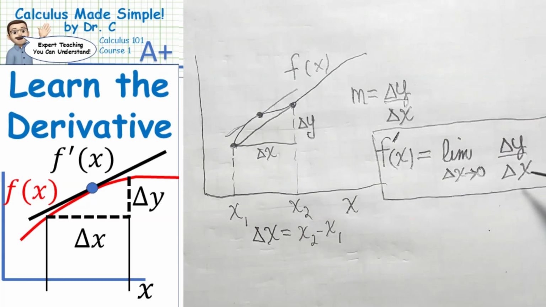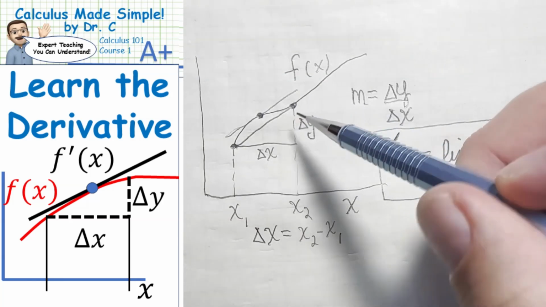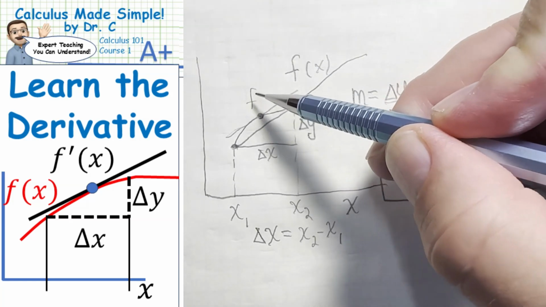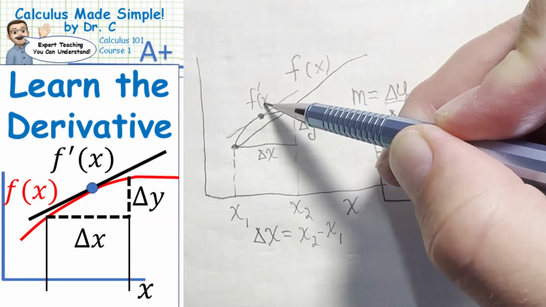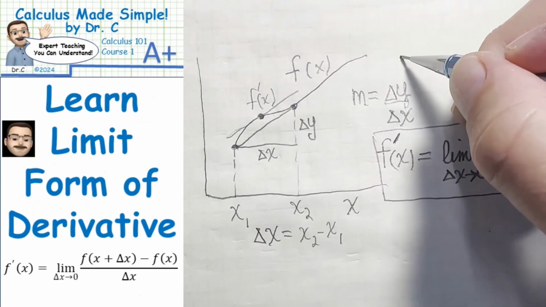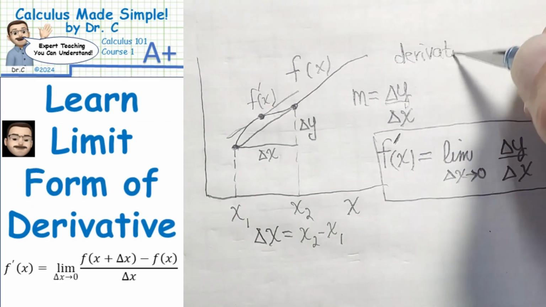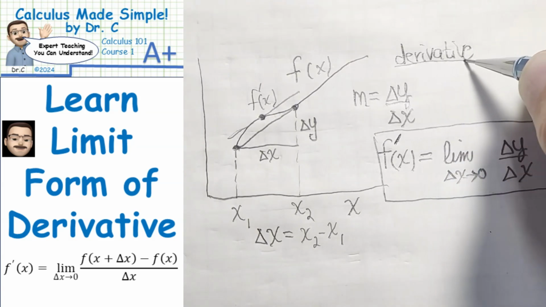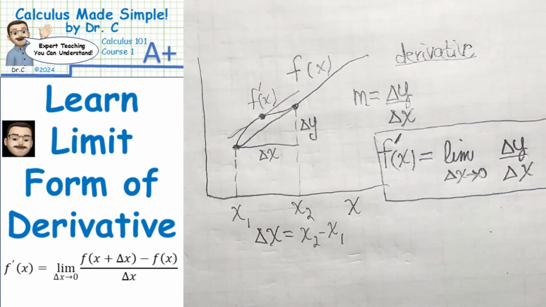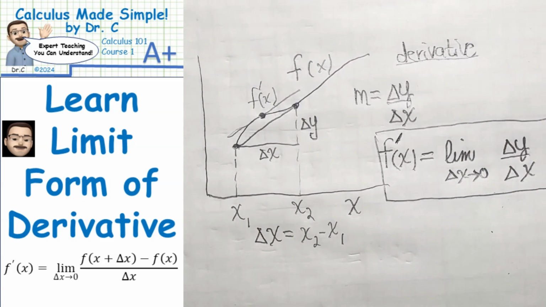As delta x approaches 0, this slope becomes this, f prime of x. And that's called the derivative, D-E-R-I-V-A-T-I-V-E. Derivative. What else can we say about it?